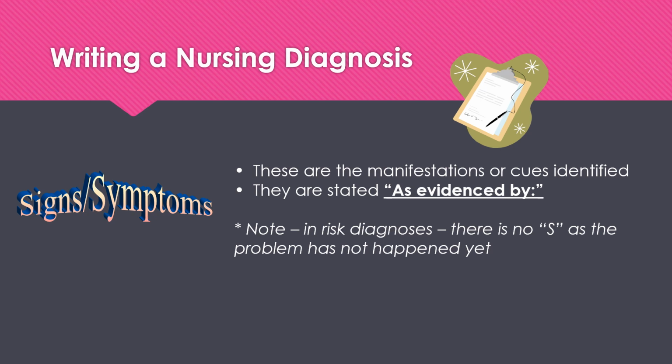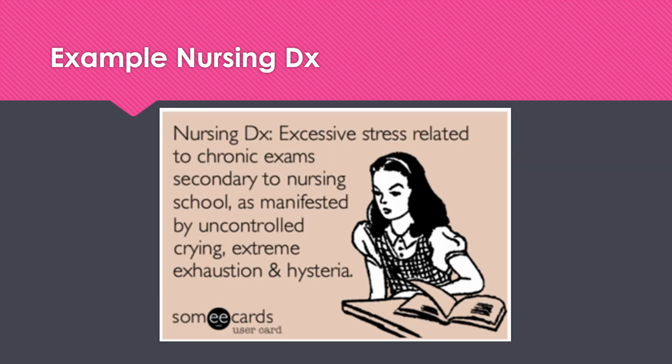For a pneumonia patient, we would write ineffective airway clearance related to excessive secretions as evidenced by nonstop coughing, thick green sputum, and decreasing oxygen saturations while coughing. Here's a cute little nursing diagnosis written correctly. The nursing diagnosis is excessive stress related to chronic exams secondary to school as manifested by uncontrolled crying, extreme exhaustion, and hysteria.